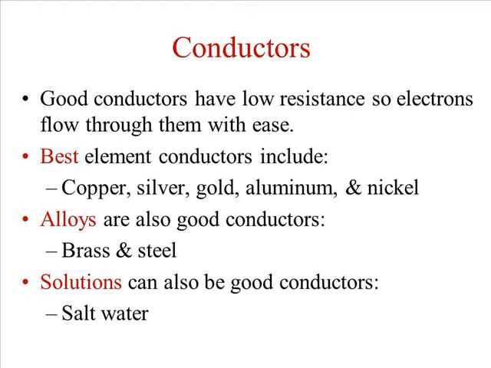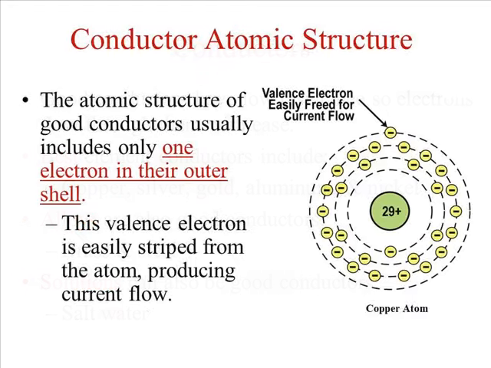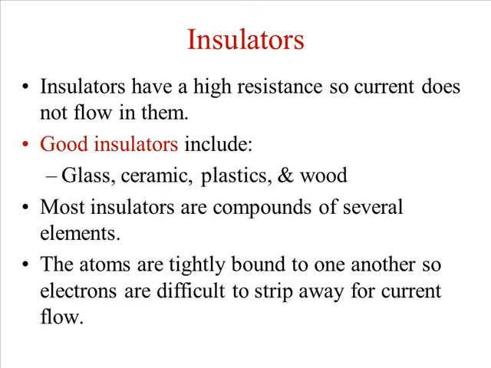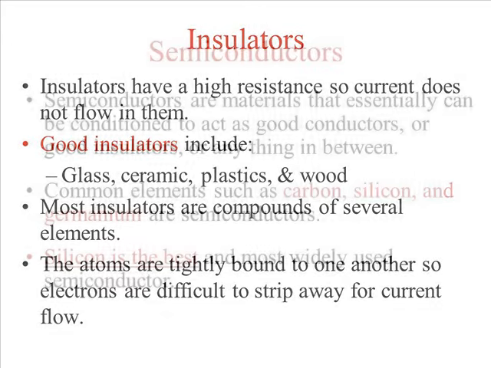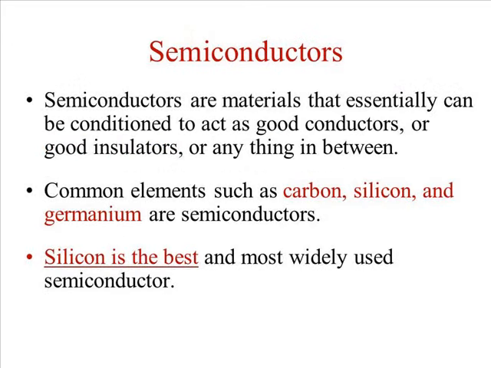the best conductors. You want to have one electron in your outer shell to be a really good conductor, and it's that valence electron that's stripped off and allows for current flow. Good insulators, again, have a high resistance and do not allow electrons. The electrons are held tightly. Semiconductors have an ability to act like good conductors and good insulators and anything in between. Silicon is one of the best semiconductors, as well as germanium and carbon.